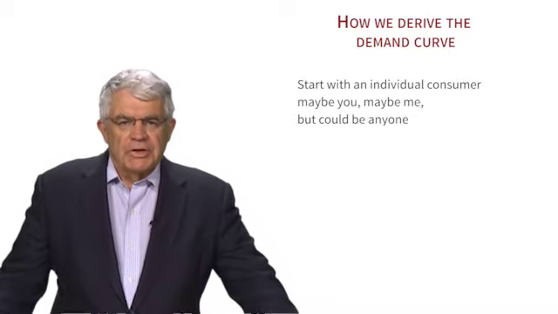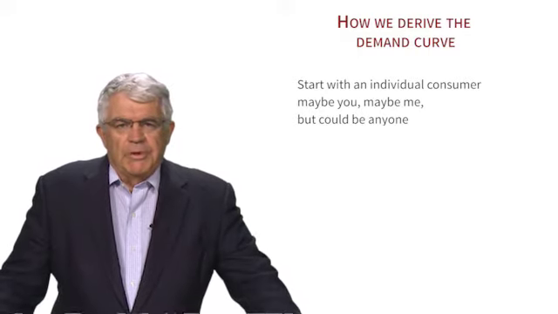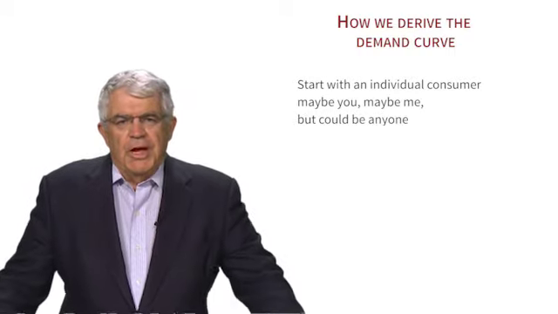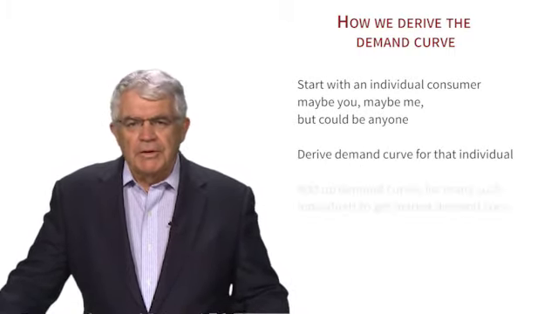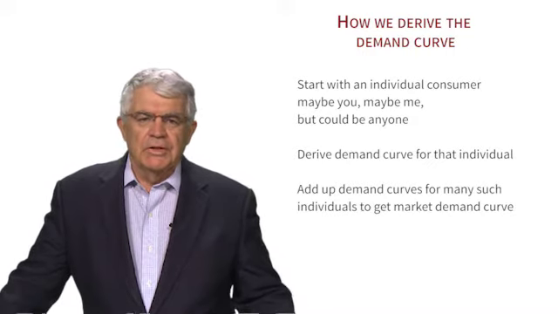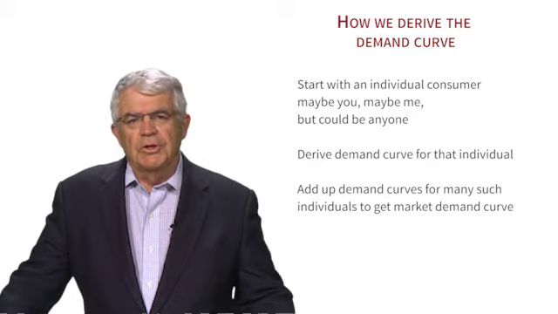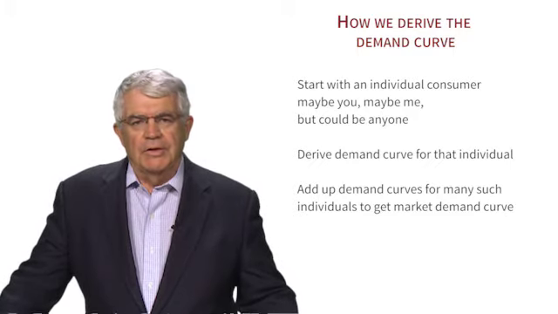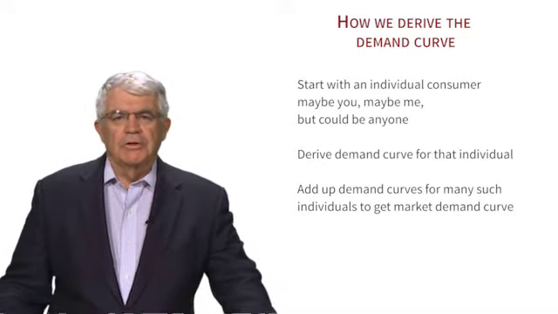First, we want to start with an individual consumer. You can imagine it might be you, it might be me, it could be anyone. And based on that individual's behavior, we're going to derive that person's demand curve. And then from the demand curve, we're going to consider many such consumers, many such individuals in the market, and get the market demand curve. Again, by adding up demand curves for many such individuals, we'll get the market demand curve. But let's start with the individual.